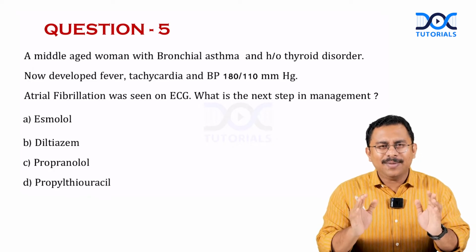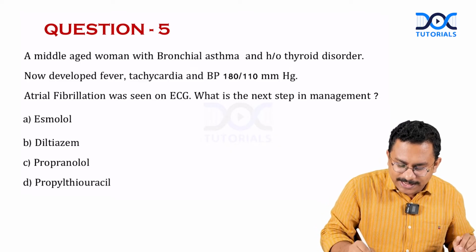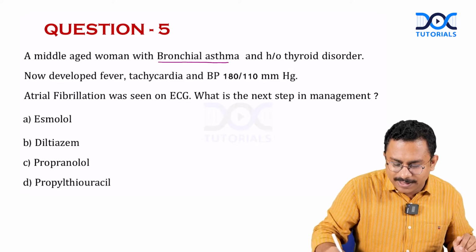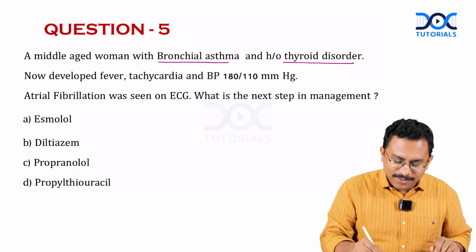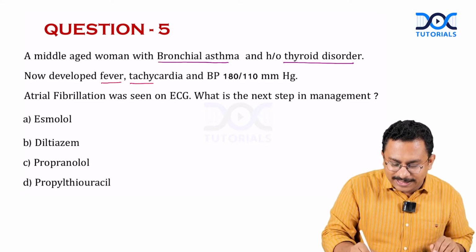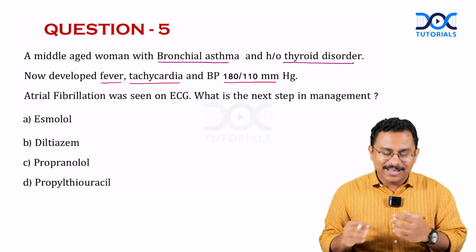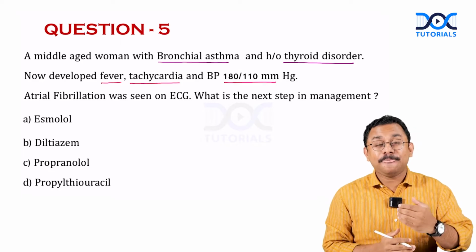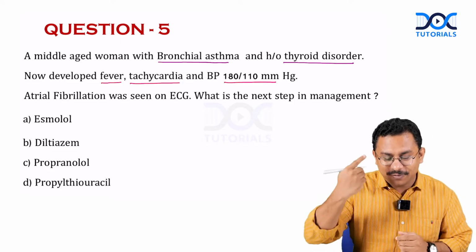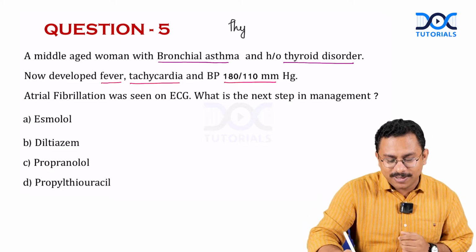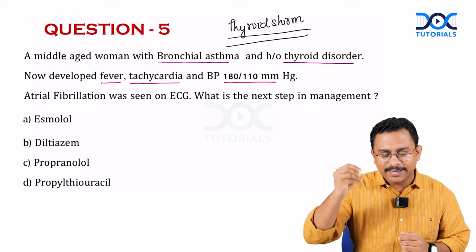Now this is slightly tricky, but a very simple question. First of all, let us appreciate that this patient has a background history of bronchial asthma and a thyroid disorder. Now, in a patient with a pre-existing thyroid disorder, the patient is developing fever, tachycardia, and hypertension. What is it that you will think of? Especially in the setting of hyperthyroidism, you will think of a thyrotoxic crisis or a thyroid storm. So this is where you have to apply your knowledge. This is likely to be a thyroid storm or a thyrotoxic crisis. So the clinical setting is that of a thyroid storm.